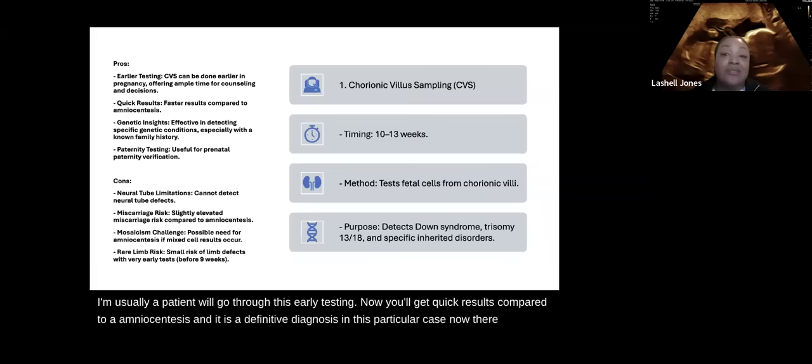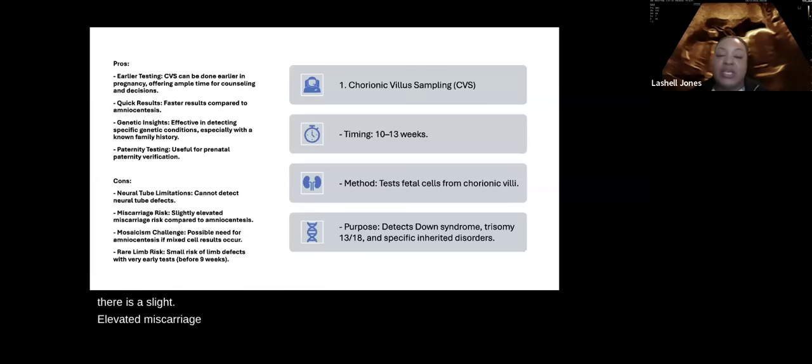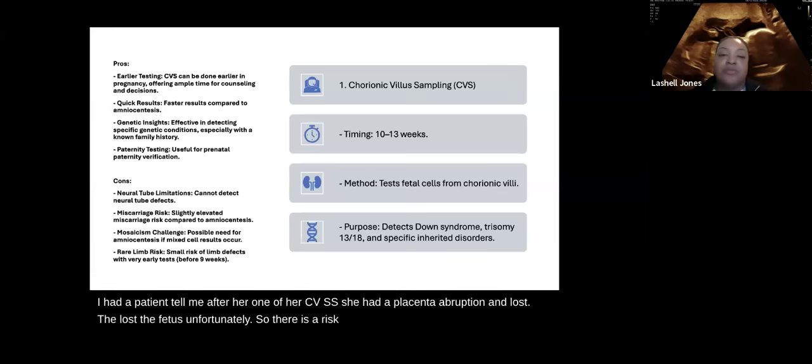Now, there are some cons for a CVS, unfortunately. Neural tube defects aren't picked up with this testing. There is a slightly elevated miscarriage risk for the patient. I had a patient tell me that after one of her CVSs, she had a placental abruption and lost the fetus, unfortunately. So there is a risk of that with a CVS. Here it mentions that there's also a small risk of limb defects from this testing as well.